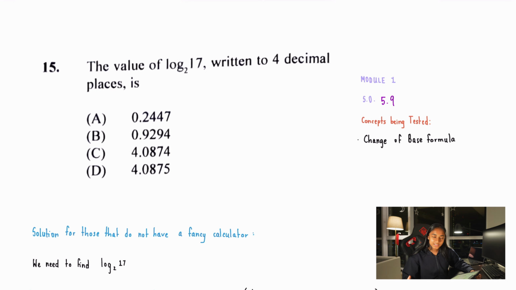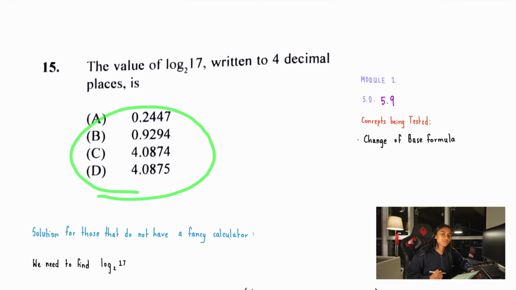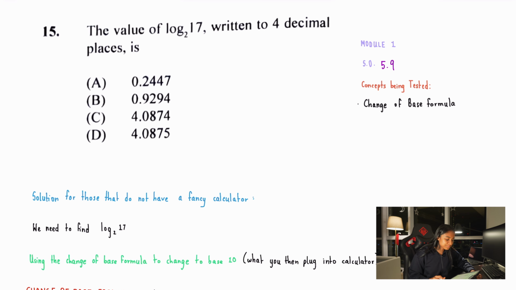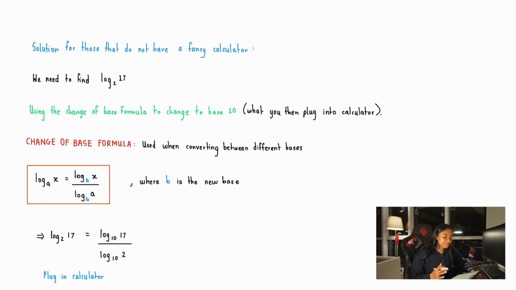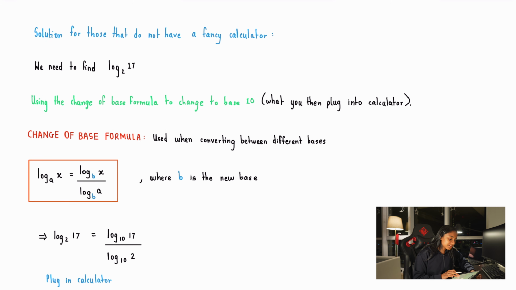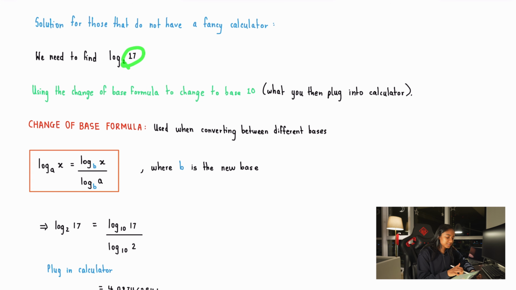Question 15 is for those of y'all that don't have a fancy calculator. We're going to go through this because the majority of y'all could just plug this into your calculator and be able to tell which one to 4 decimal places is. Okay, so solution for those of us that are not as fortunate. We need to find log base 2 of 17.